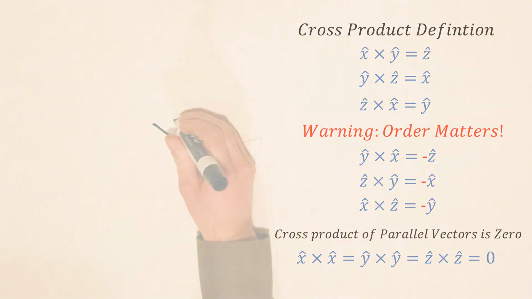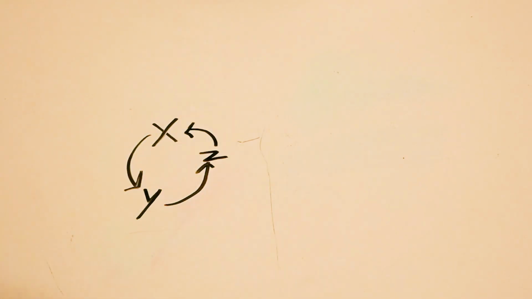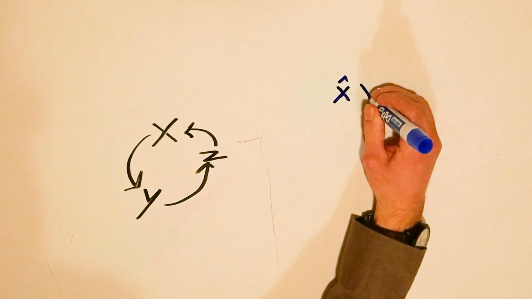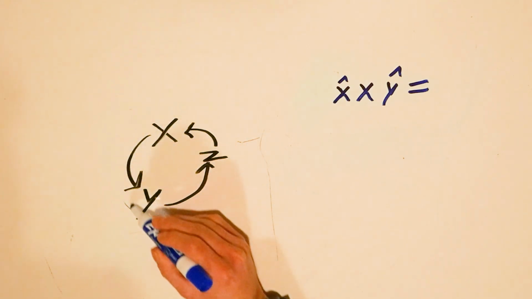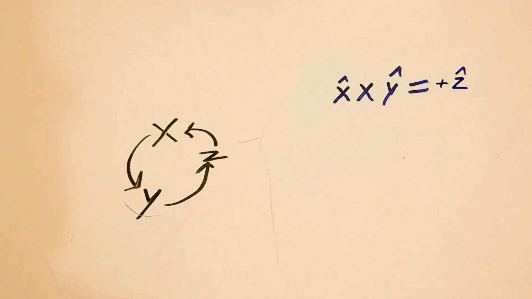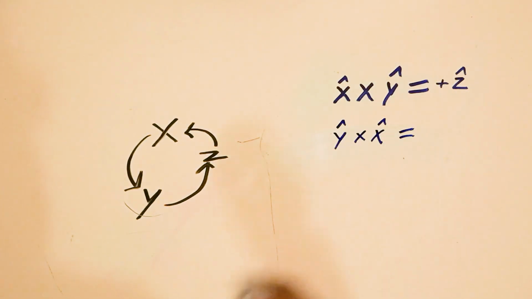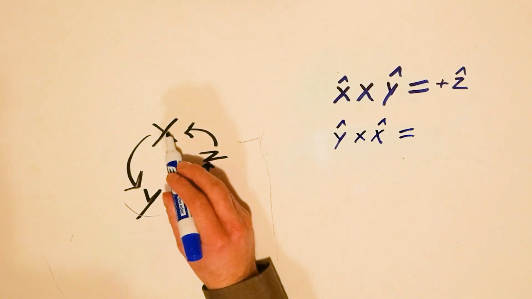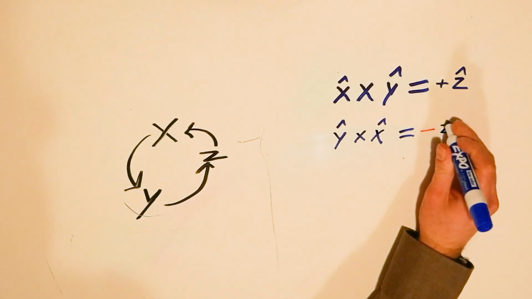One trick to remember the cross product definitions is by drawing out this diagram. If you are doing cross products, such as x hat cross y hat, you start at x and follow the arrows to y, which results in positive z. However, if you do y hat cross x hat, you start at y and go to x against the arrows. That's a negative z because you went against the arrows.